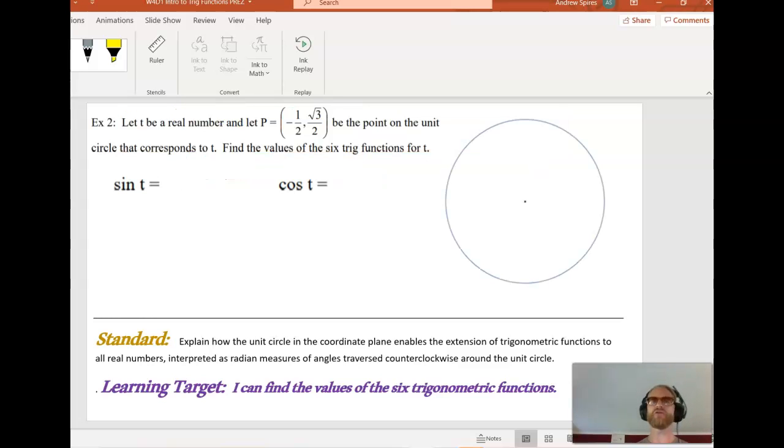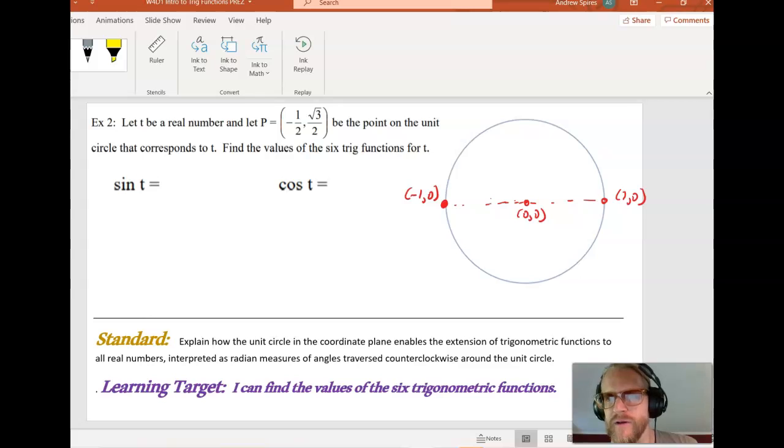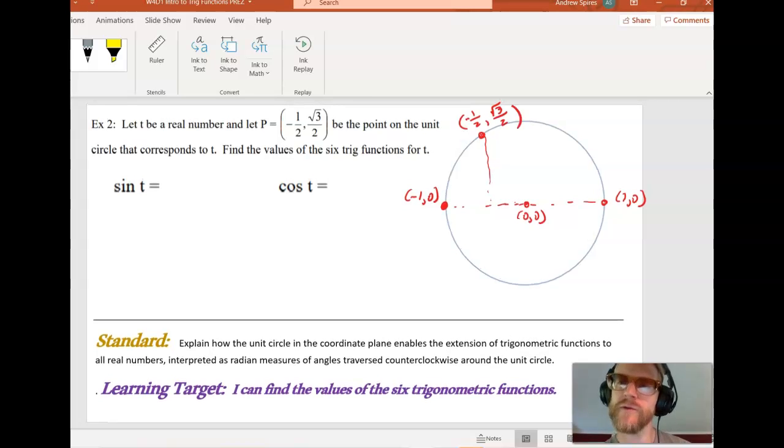All right, so let's do our one and only example with the new trig stuff. Here's what we got. We have a point that is on the unit circle, -1/2, √3 over 2. So just a reminder, on the unit circle, this point would be -1, 0. Here's the origin. This point would be 1, 0. I'm going to go -1/2 and then up. So here's the point, -1/2, √3 over 2.